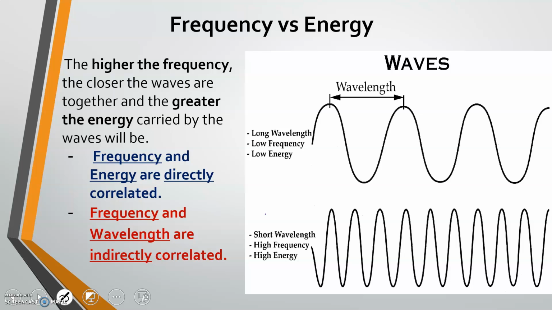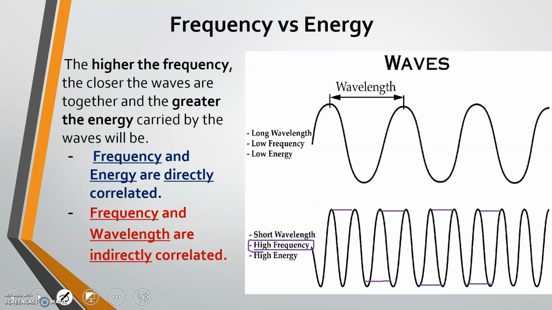Okay, let's talk about frequency and energy. They do have a relationship. So the higher the frequency, that means that the closer the waves are together. So higher the frequency, this wave on bottom has a higher frequency. And as you can see, the waves are really close together. The crests are really close together. You could also measure the distance between trough to trough. That is also wavelength. So that's high frequency. The waves are really close together.